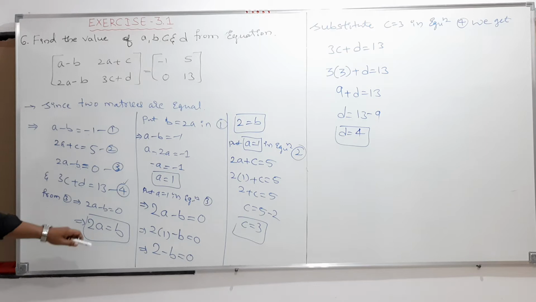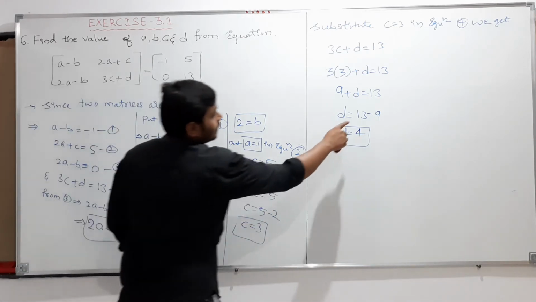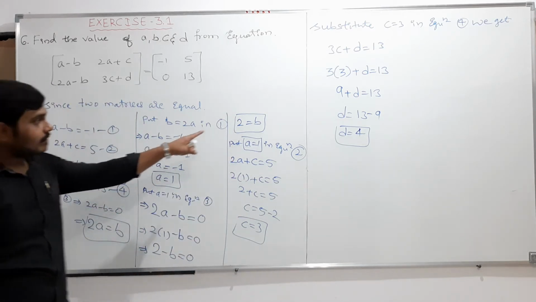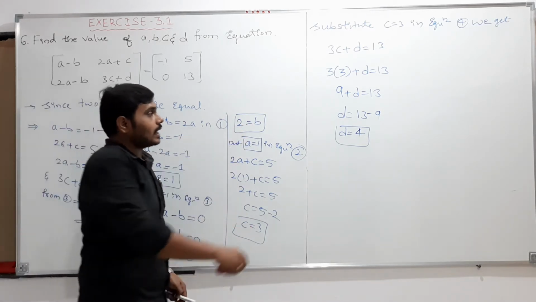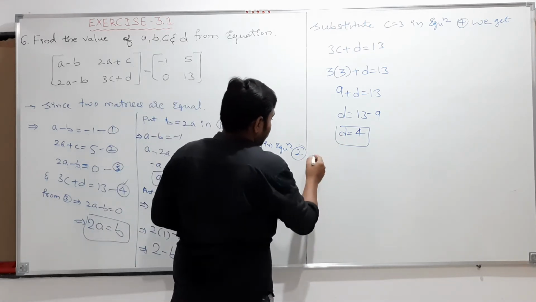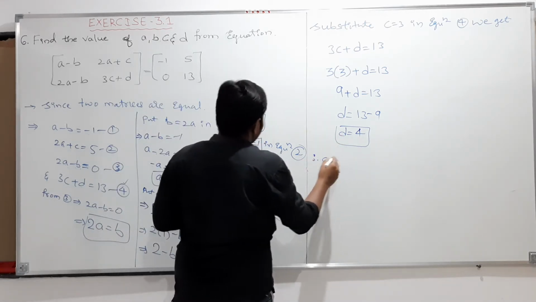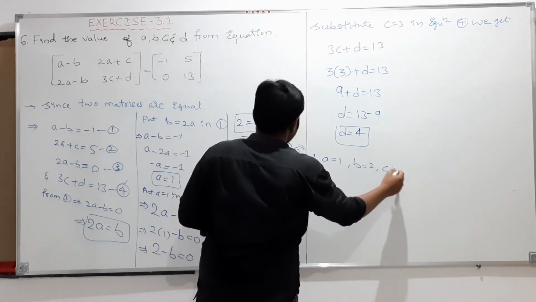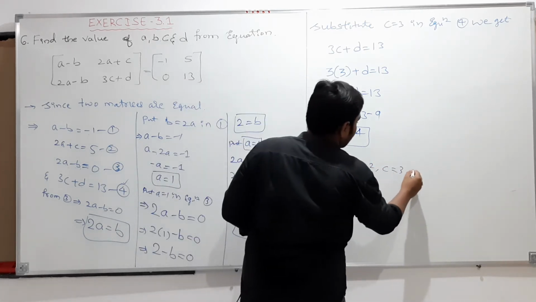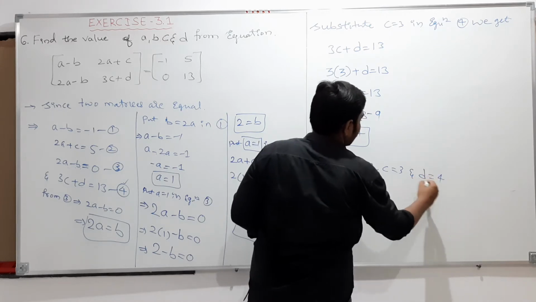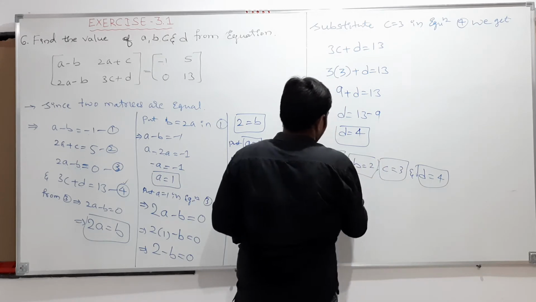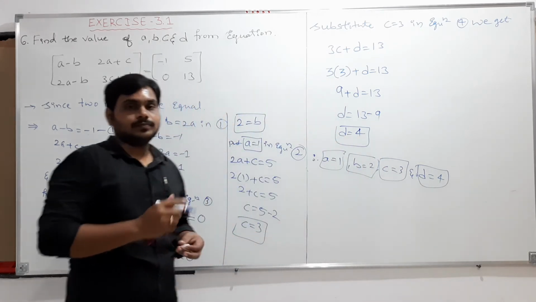So therefore my dear students, 13 minus 9 is 4. Therefore the A value is 1, B value is 2, C value is 3 and D value is 4. So these are your required values. So like this you should solve.